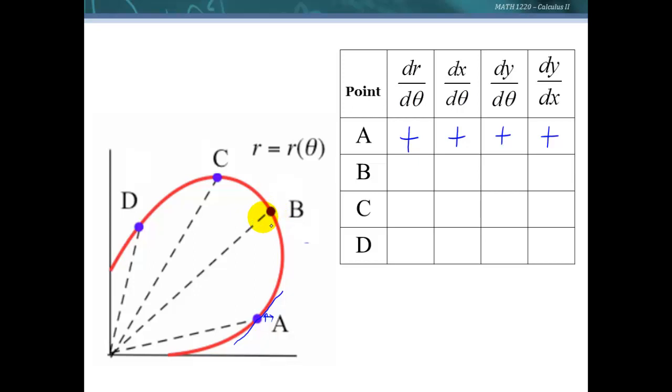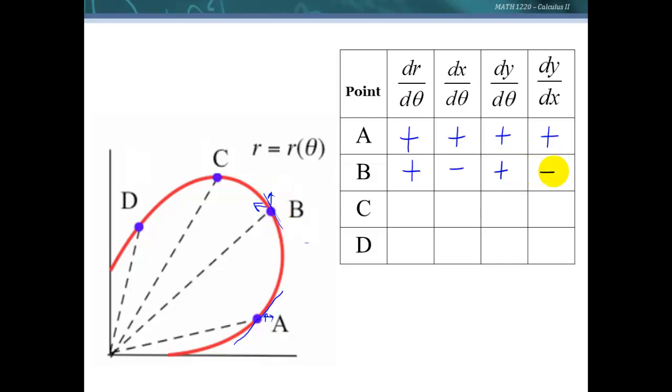Okay, let's look at point B. As we increase theta, we see that r is increasing, so that's positive. But we see that x is decreasing, so that's negative. Y is increasing, so that's positive. And the slope of our tangent to the curve there is negative.